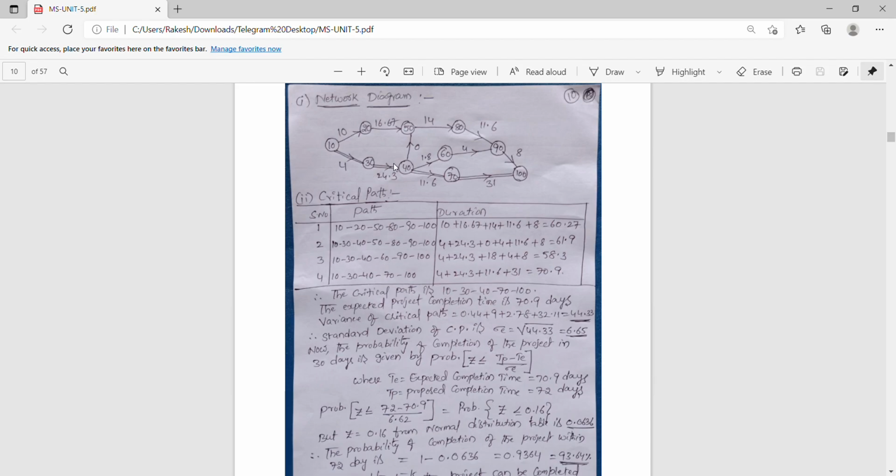10, 30, 40, 50, 80, 90, 100. This is one path. And 10, 30, 40, 60, 90, 100. This is one path. And 10, 30, 40, 70, 100. This is another path. These are all the paths.